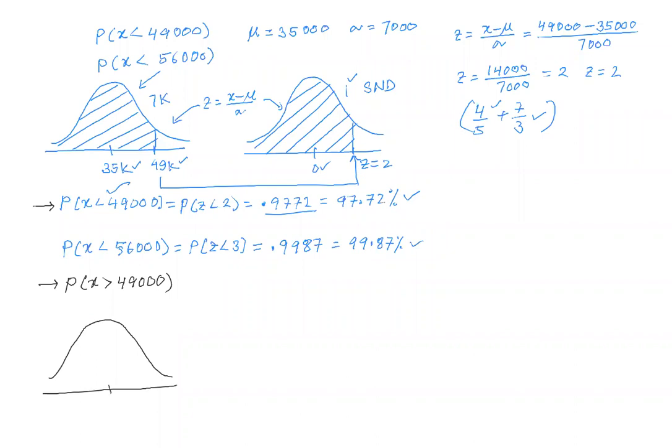35K. 7K, right? Mean 0, standard deviation of 1. 49 would be somewhere here, 49K. And we already know that 49 maps to a z-score of 2. So greater than 49,000, I'm talking about the area to the right.